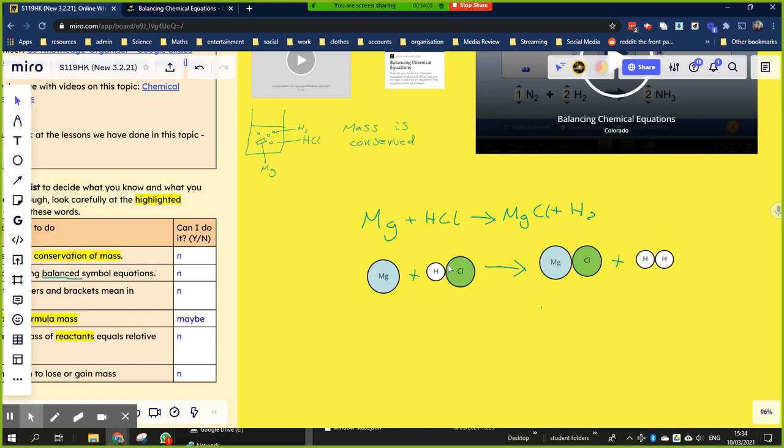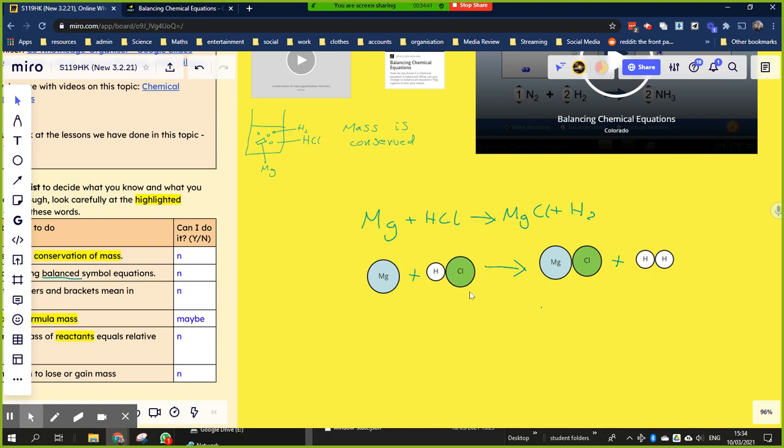Anyway, if we look on the left, we have one magnesium, and on the right we have one magnesium. On the left we have one hydrogen, and on the right we've got two hydrogens. So that's weird, right? On the left we've got one chlorine, on the right we've got one chlorine. So there's something wrong here, isn't there? When a reaction happens, essentially all that's happening is an atom is separating from one molecule or compound and joining up with something else. But you can't just make another hydrogen.